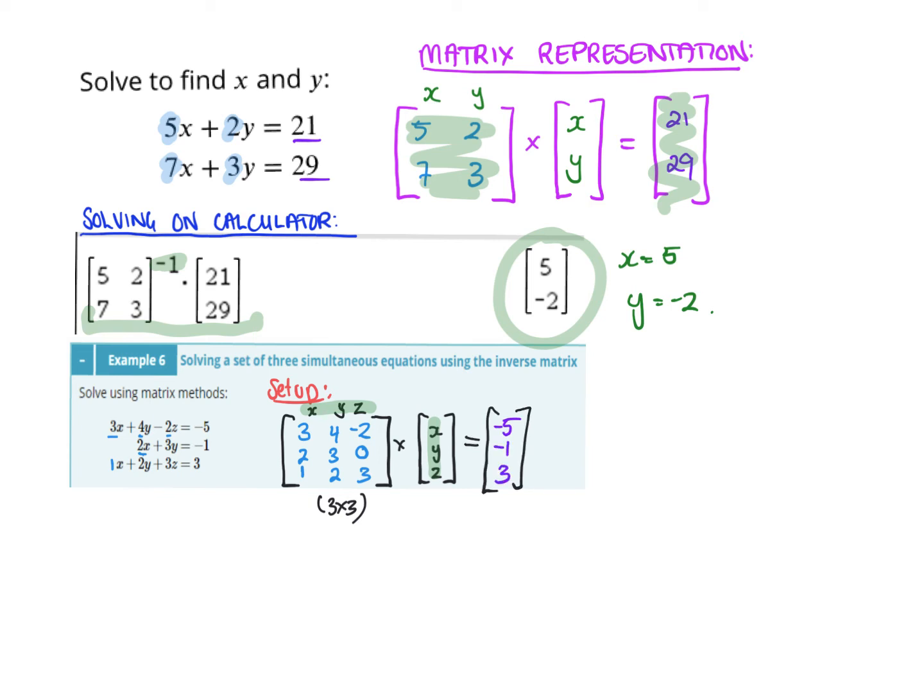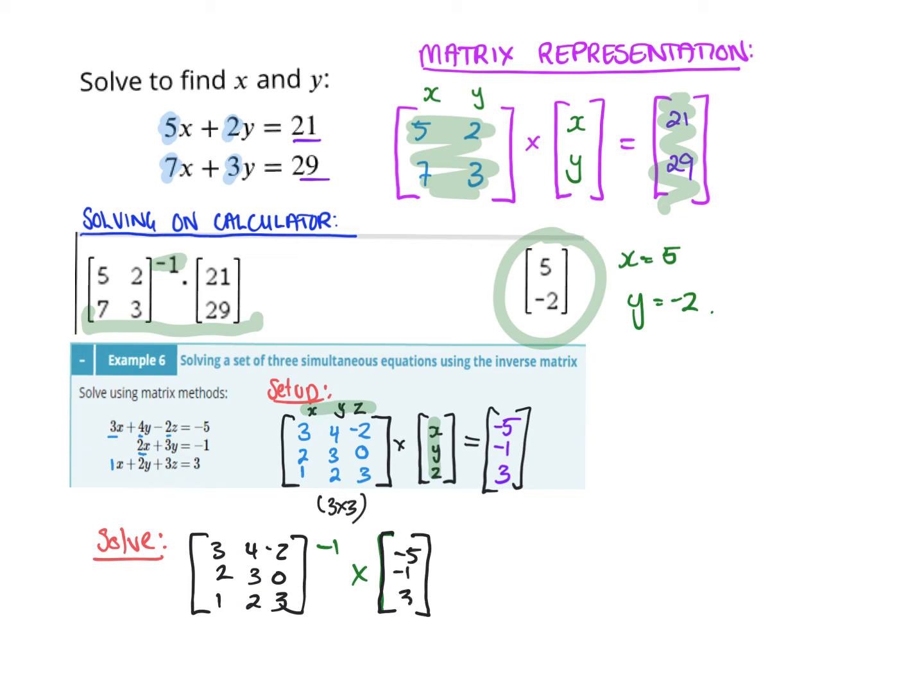If we're going to solve in our calculator, it's going to be that first matrix that we wrote out there, the 3, 4, -2, this one. We're going to raise it to a negative power, so we'll raise it to -1, and we'll times it by that end matrix. So this is what we've got to type into the calculator. I'm just going to pause the video here, and we're going to do this on our calculators.